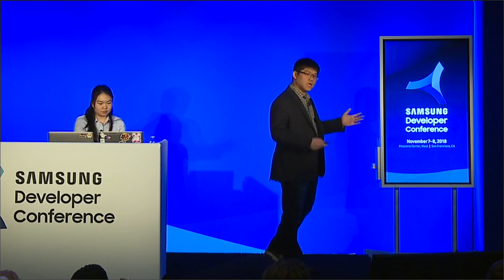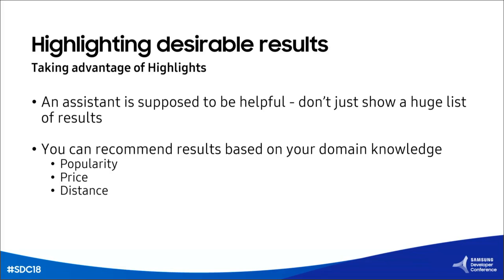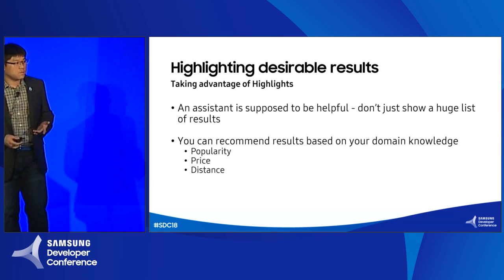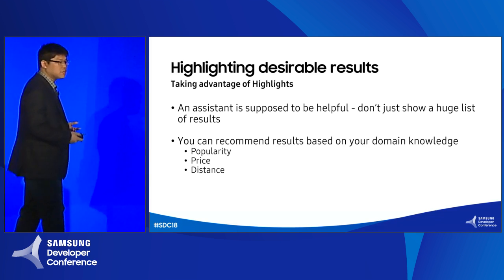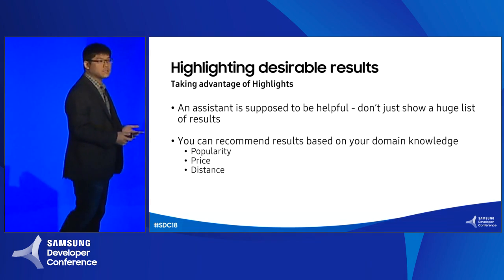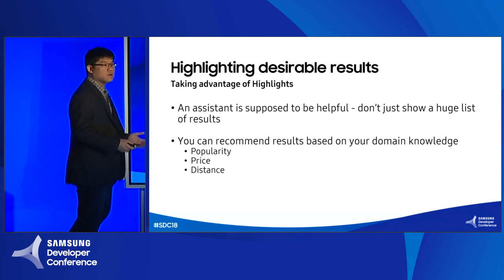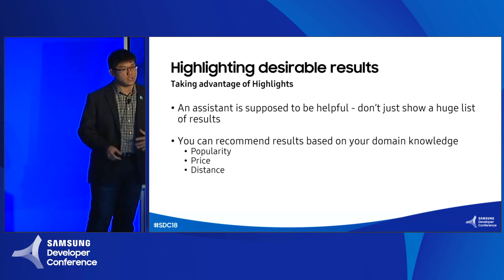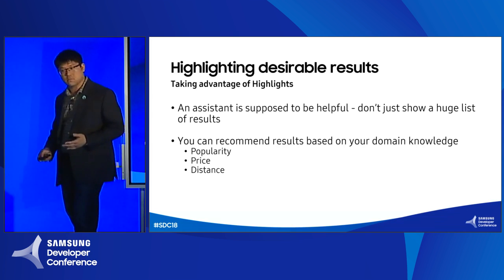Now, what we saw there was a list of space resorts. And I think that's not a bad start. But an assistant can be more helpful than that. We know our domain. We know space resorts. We can recommend better results, based on some criteria, such as popularity, price, distance. And in Bixby, we call this the highlight system.